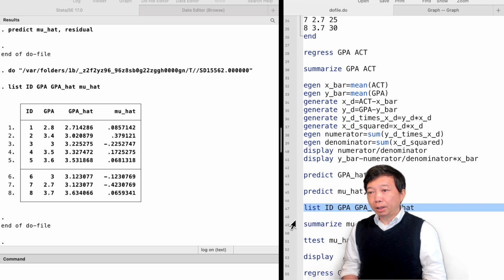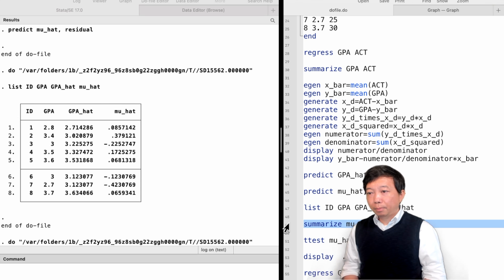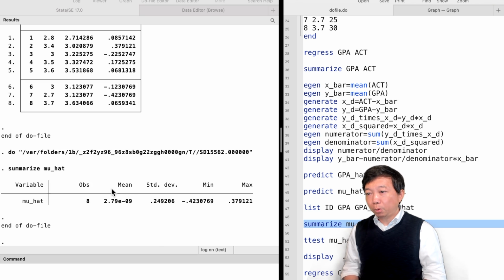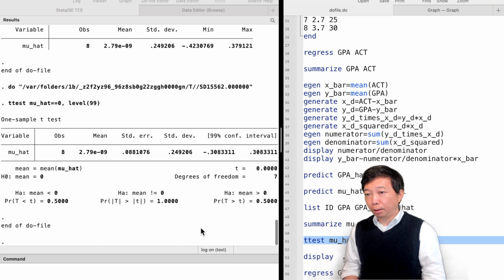We summarize the residuals mu hat and find that the sample mean is approximately 0. The t-test shows that we cannot reject the null hypothesis that the sample mean of mu hat is 0 at the 1% significance level. That is to say, the OLS residuals sum up to 0, which is the first property of the OLS statistics.